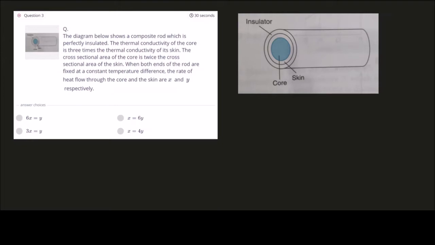Question 3. Question 3 states that you have a diagram being given, and this diagram has a composite rod, and this composite rod is perfectly insulated. So when you see the word perfectly insulated, you have to be aware that there will be no heat loss. Composite rod means a rod made of more than one material.